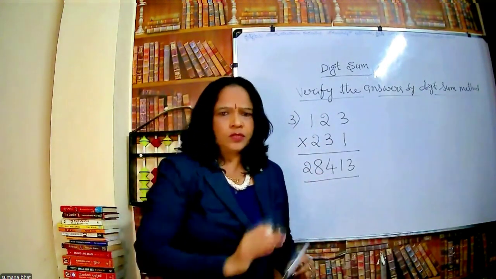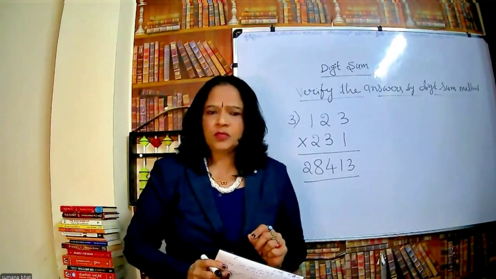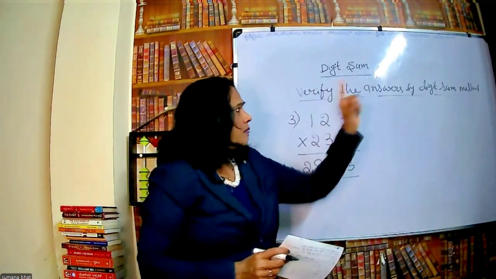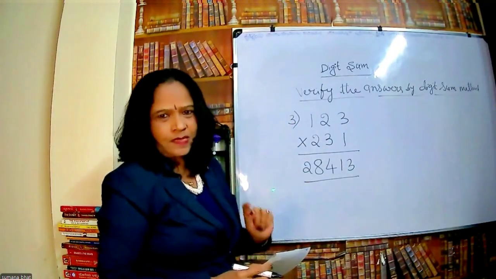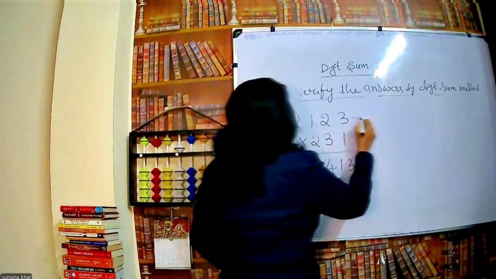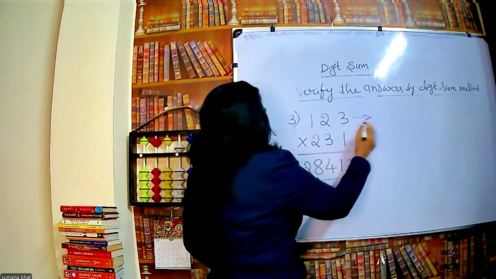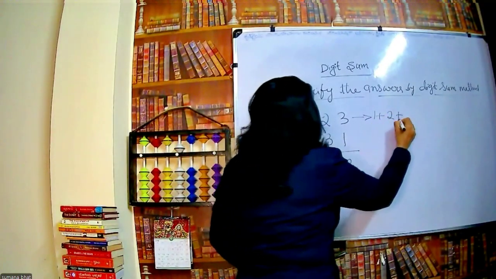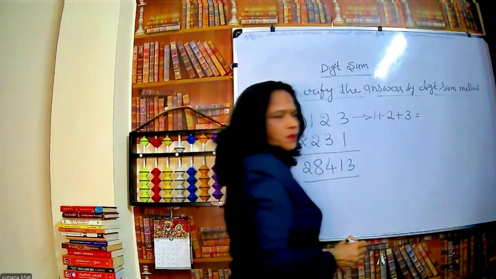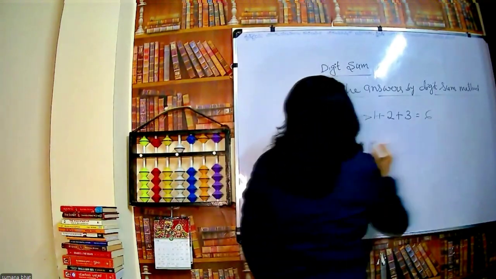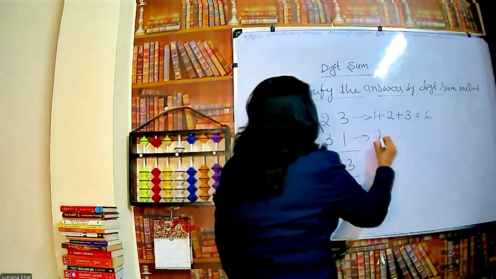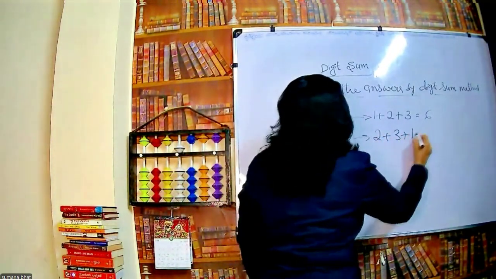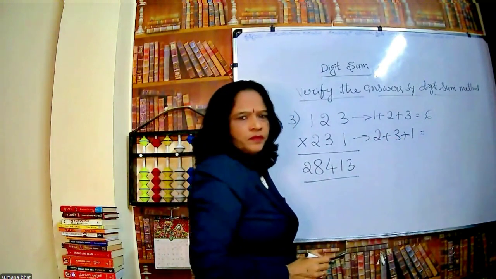The answer is also there. Now, what should we do? We have to verify by using digit sum. Let us check whether this answer is correct or not. Okay. See, this is 1 plus 2 plus 3. 1 plus 2 plus 3 is 6. And this is 2 plus 3 plus 1. 2 plus 3 plus 1, that is how much? 6.